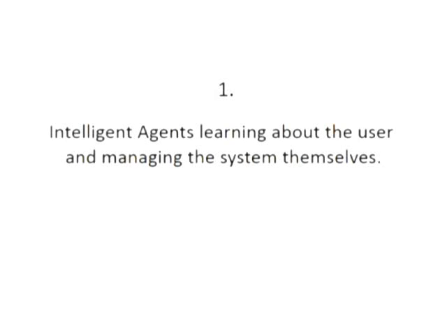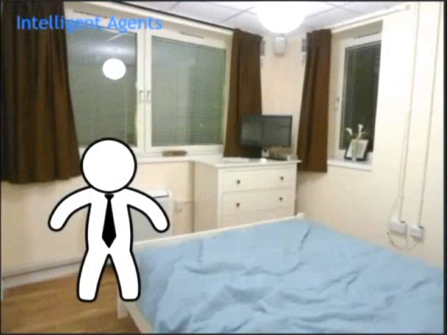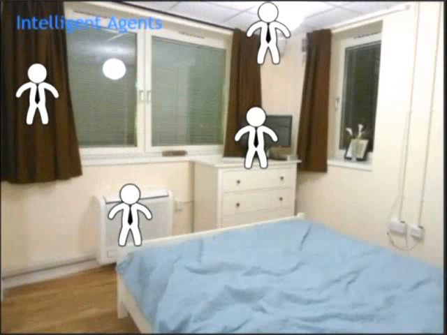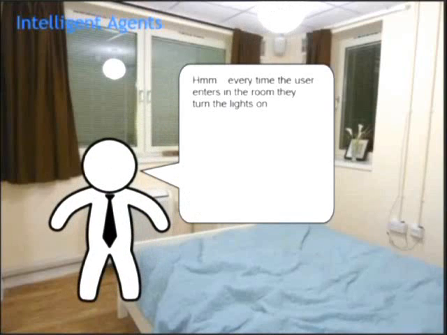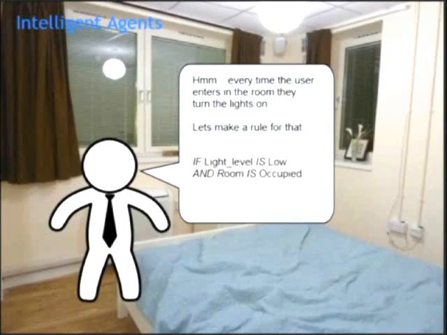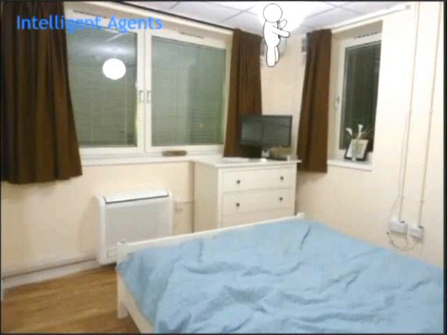The first style of management is to allow intelligent agents to learn about the user and manage the system themselves. In this style of management, intelligent agents are first placed around the home. They then begin to monitor the environment and try to learn the user's behaviors. Here, the lighting agent has recognized the behavior. It recognizes that every time the user enters the room, they turn the lights on, and so decides to program a behavior rule for it. And we can see it's the same rule as before. If light level is low, the room is occupied, then turn the lights on. With this behavior rule, the intelligent agent then knows what actions to perform with the lights.